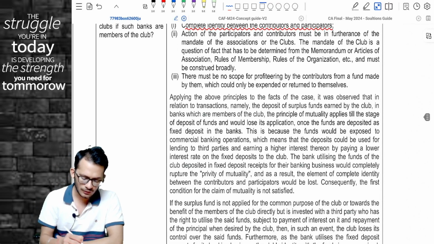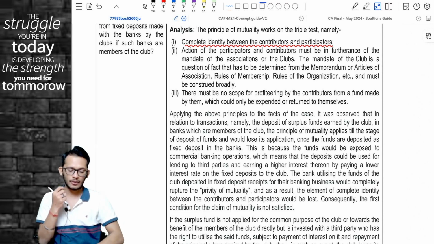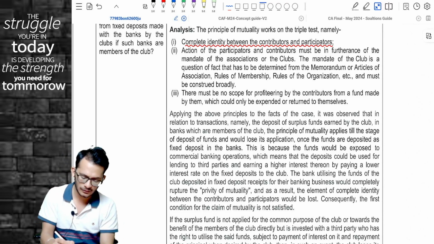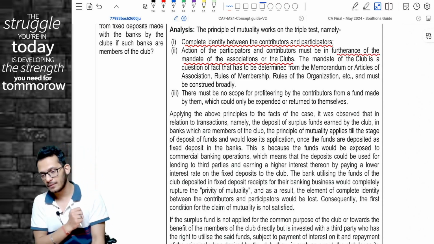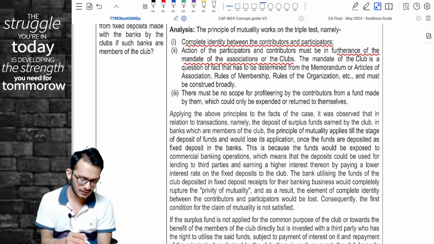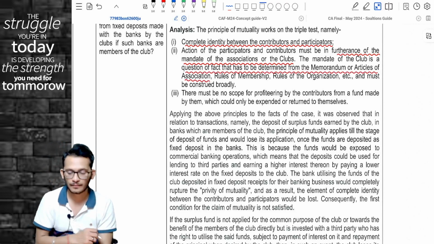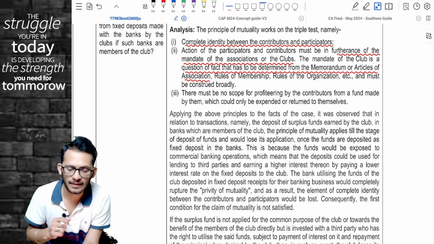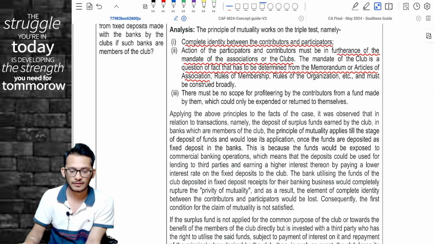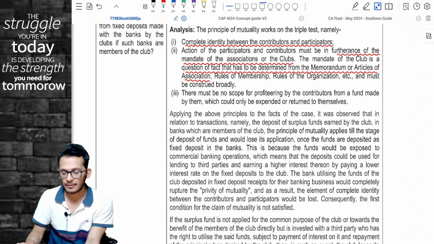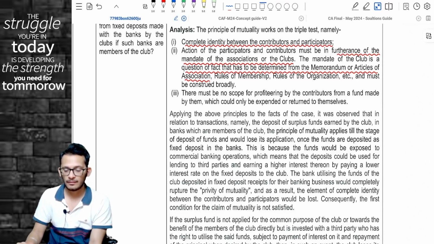Second, the action of the association or the clubs. The action of the participators and the contributors must be in furtherance of the mandate of the association or the clubs. The mandate of the club is a question of fact that has to be determined from the memorandum or articles of association, meaning the articles and the MOA should tell you what is the mandate between the contributors. Yes or no? Yes, this is what the facts are.